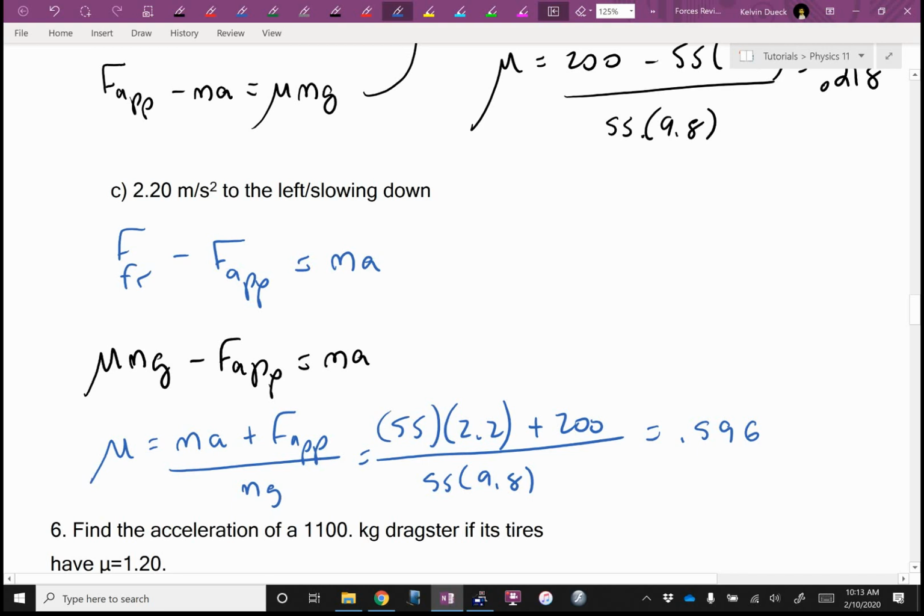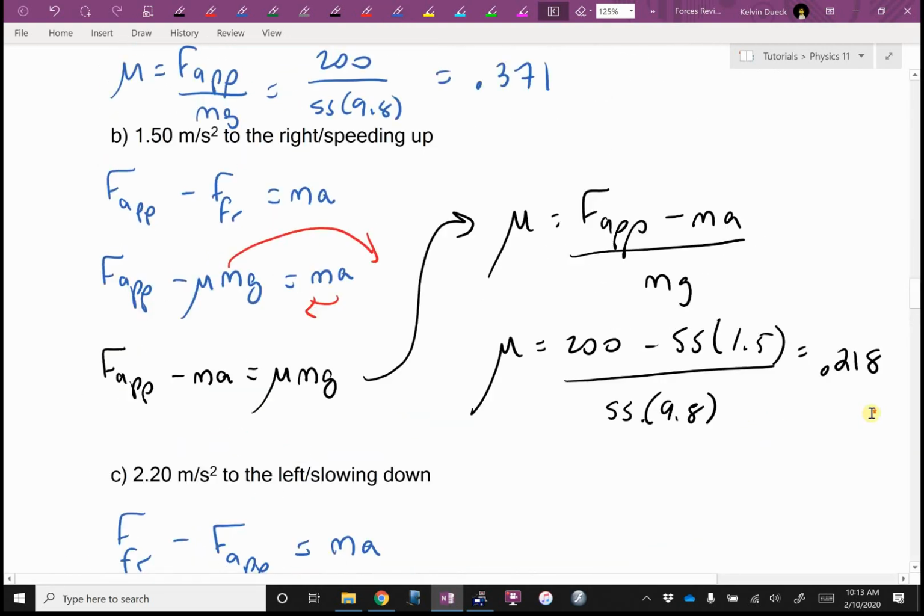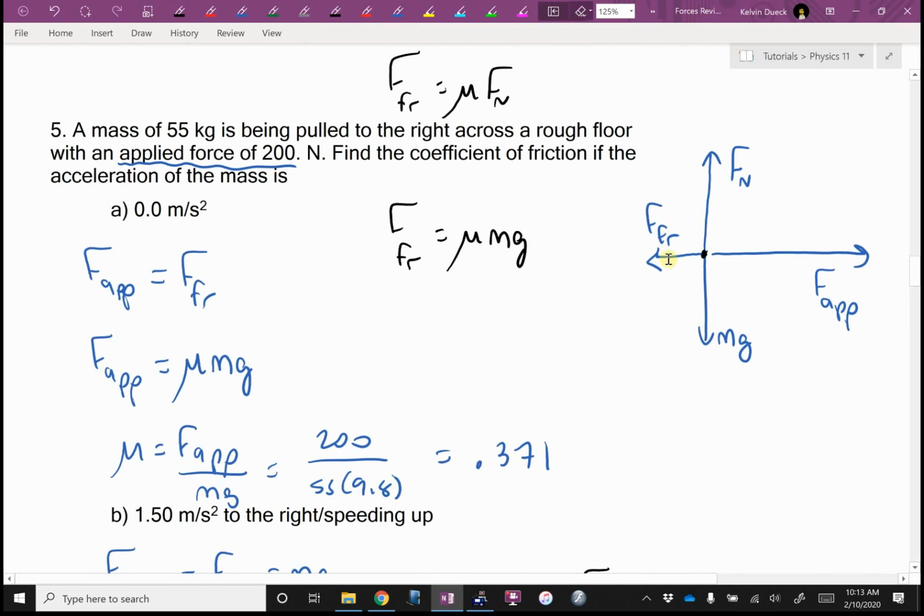Also, for these same questions, instead of giving you the acceleration and saying get the mu by itself, I could give you the mu and say, what's the acceleration? You might need to figure out how big friction was to see whether it's bigger or smaller than the 200. In other words, you might need to calculate friction to see who's winning. Then you would know how to set up the equation.